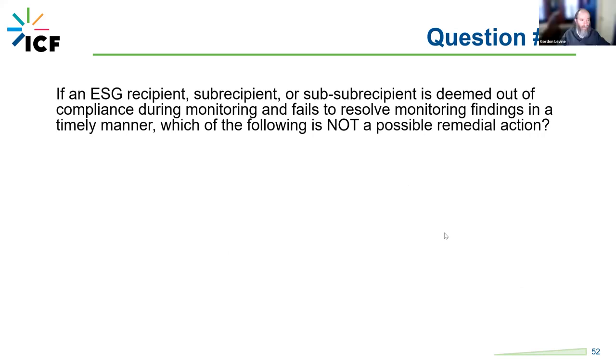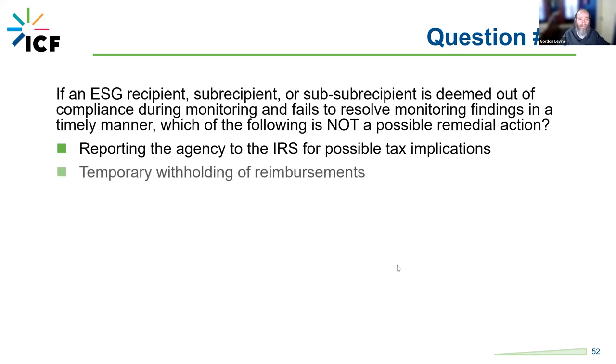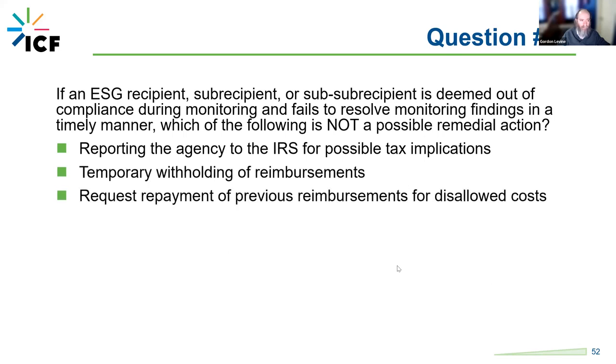Okay. So if an ESG recipient, subrecipient, or sub-subrecipient is deemed to be out of compliance during monitoring and then subsequently fails to resolve monitoring findings in a timely manner, which of the following is not a possible remedial action? Is it reporting the agency to the IRS for tax implications? Is it temporary withholding of reimbursements? Is it requesting repayment of previous reimbursement for costs that are disallowed, that are no longer eligible? Or is it canceling the grant contract? Which of these is not a possible remedial action?